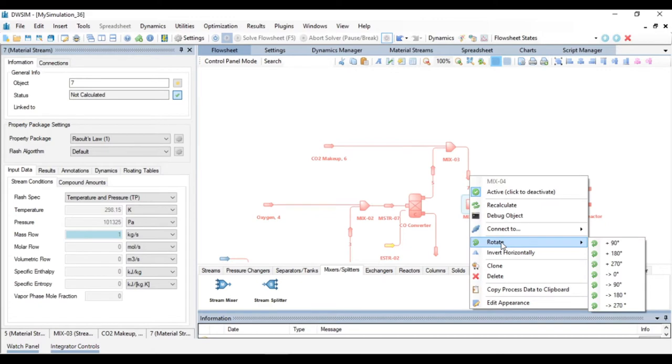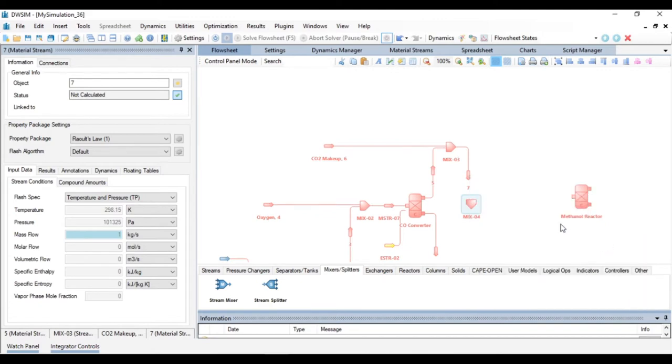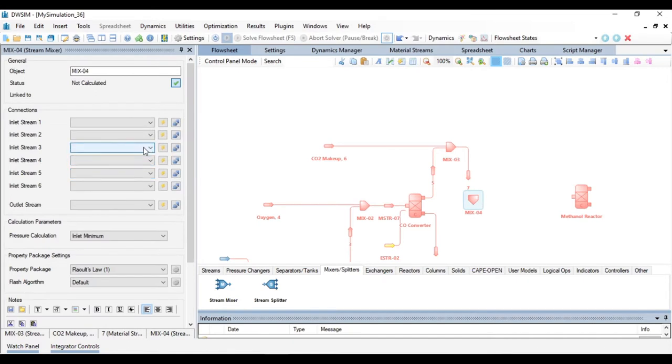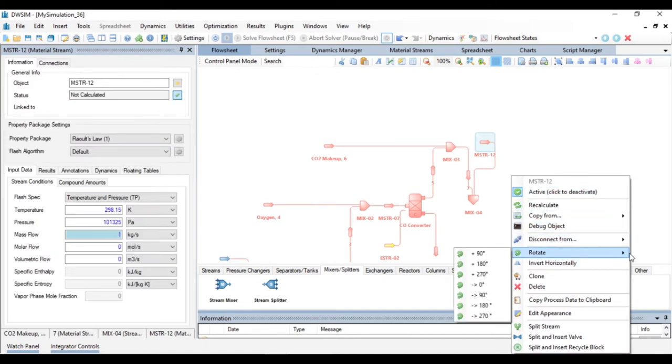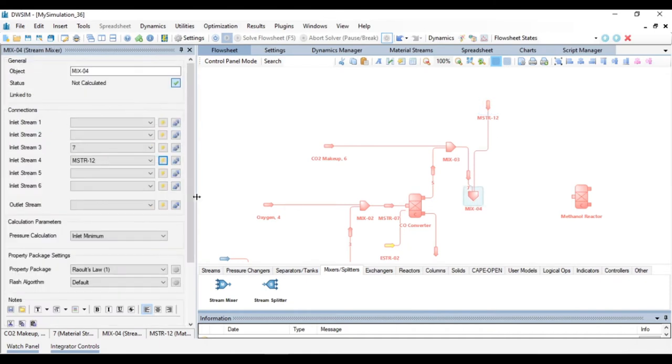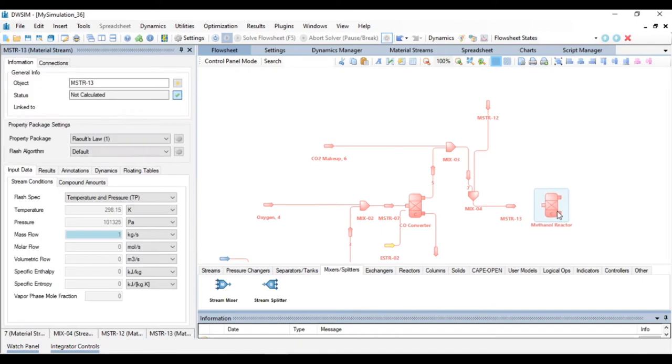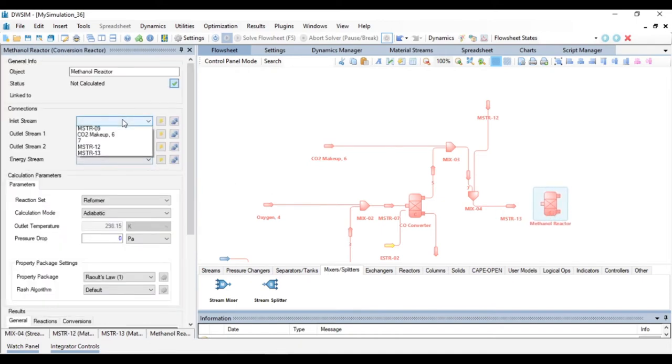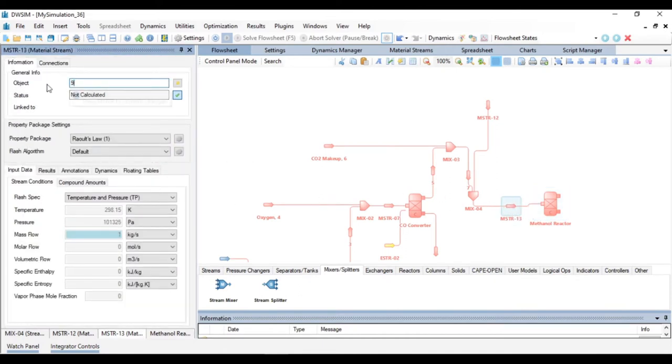This mixer will connect the stream 7 in the recycle, so we'll rotate this to 90 degrees. Then we'll connect first the stream 7 and inlet stream 3, then we'll add inlet stream 4. So we'll rotate this to 90 degrees, the MS-12. Then we'll leave it there, we'll name that later. So the outlet stream for the mixer 4, now we'll connect it to the methanol reactor. So MSTR13, it is the stream 9.